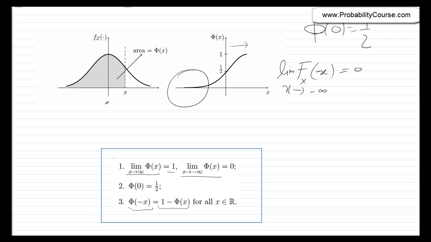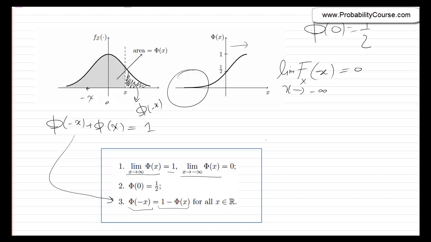Well, what is Φ(-x)? If this is x here, -x is here, so Φ(-x) is this area. But because of the symmetry, this area is the same as this area, right? So if we add Φ(x) plus Φ(-x), we get the total area under the curve, which is 1. And that's why Φ(-x) is 1 minus Φ(x), and that is a useful property to know.